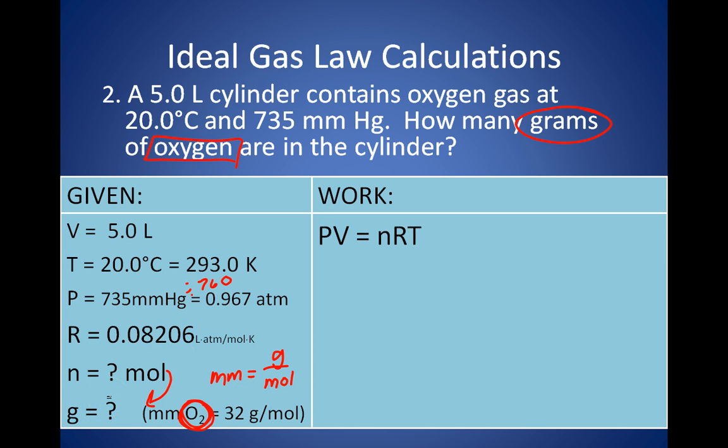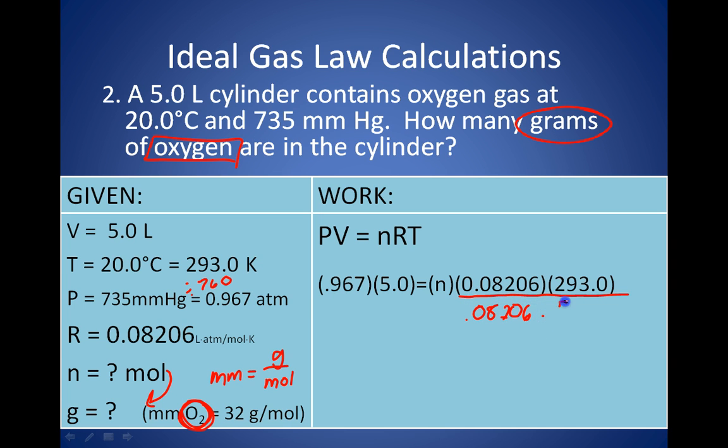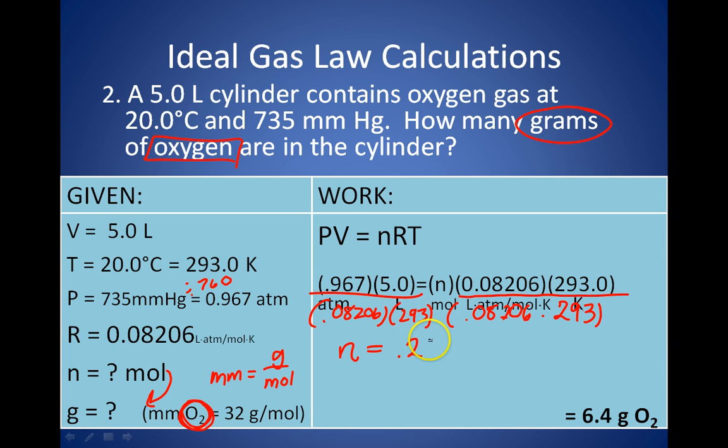But first we're going to do a normal PIV-NERT just like we did in our last one. Plug in the numbers that you know. You know everything except for N, and then you can just rearrange to solve for N. So divide both sides by 0.08206 times 293, and N turns out to be 0.201 moles.